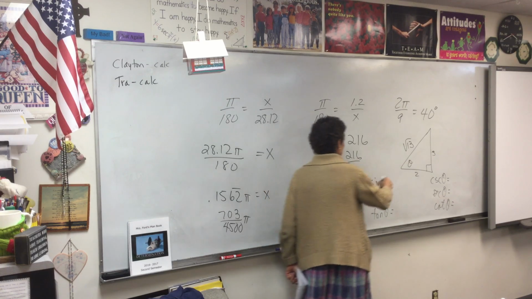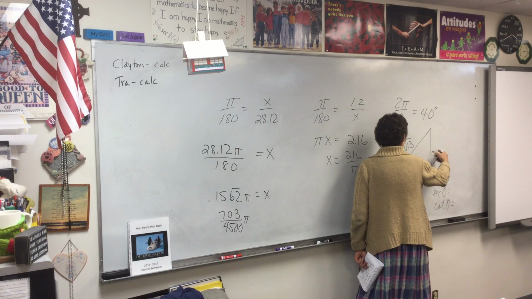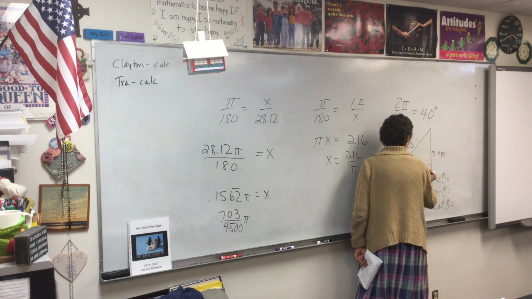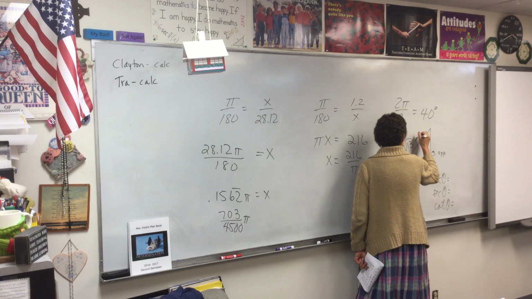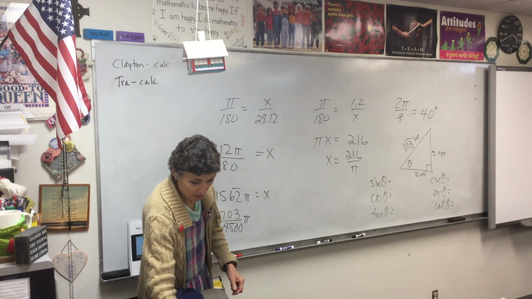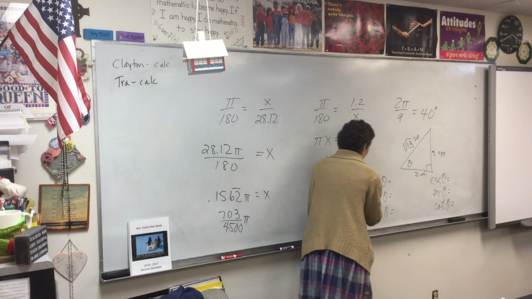Now keep in mind, theta is here. So this side is the opposite. And this side's the adjacent, and this side's the hypotenuse. So now we can just use our SOHCAHTOA. This should not be hard for you. You should be able to zip through this. What's the sine?